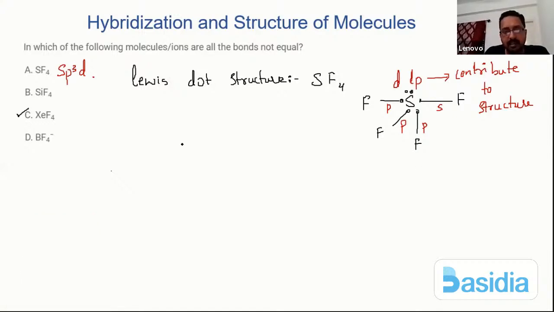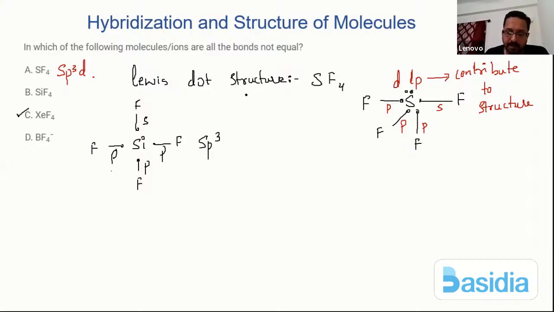Now, when you consider silicon tetrafluoride, silicon belongs to which family? It belongs to the carbon family. So how many electrons should it have? It should have 4 electrons, correct? Then you have an F here, an F here, an F over here, and an F over here. So it has 4 sigma bonds. If you say this is S and then P, P, P, the hybridization is sp3 hybridization.